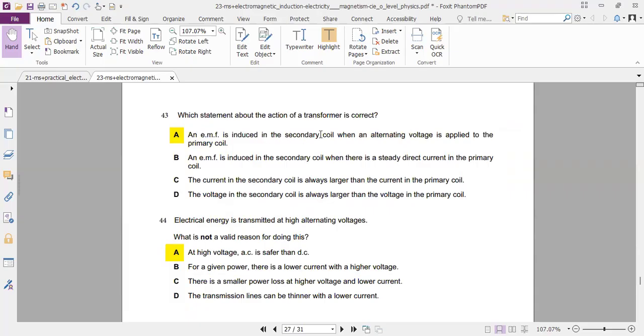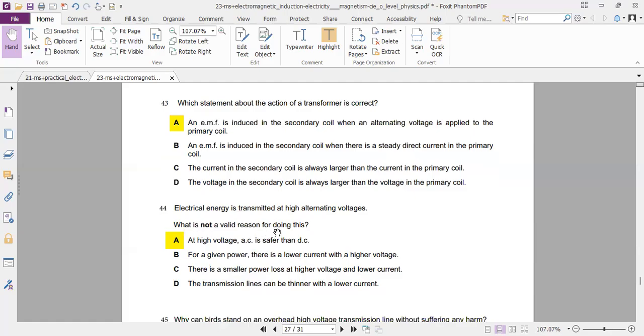In a transformer, an EMF is induced in the secondary coil when alternating current is applied in the primary coil. All the others are wrong. Let's look at them. The EMF induced in the secondary coil is steady current? It doesn't work on steady current. Current in the secondary is always larger? No, it doesn't have to be. The voltage always larger? No, it doesn't have to be.